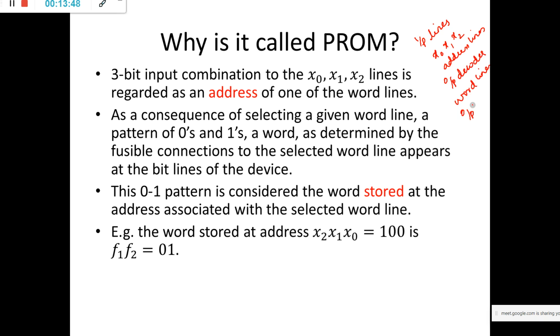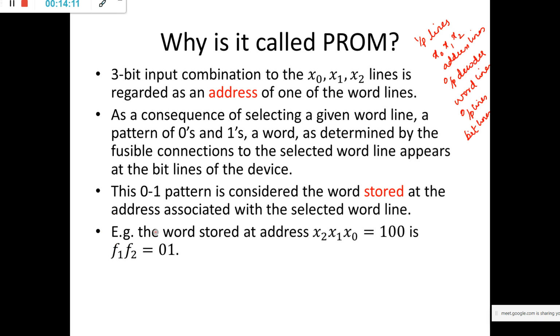And the output lines are there, no? Output lines, those are known as bit lines. So 3 are there. Address lines, we have address lines at the input buffers, no? Input lines, those are address lines. Decoder output of the AND gates are known as word lines. Output lines are nothing but known as bit lines.